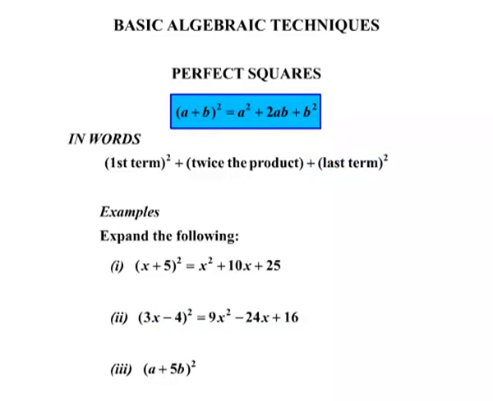The next one, a plus 5b all squared. Again, first term squared, that'll be a squared. Twice the product, well, let's just multiply it firstly. 5b times the a, we get 5ab, but we have to double that, we get 10ab. And then the last term squared, well, that's 5b. Once we square that, 25b squared. Again, don't forget to square the 5 as well. So that's known as perfect squares.